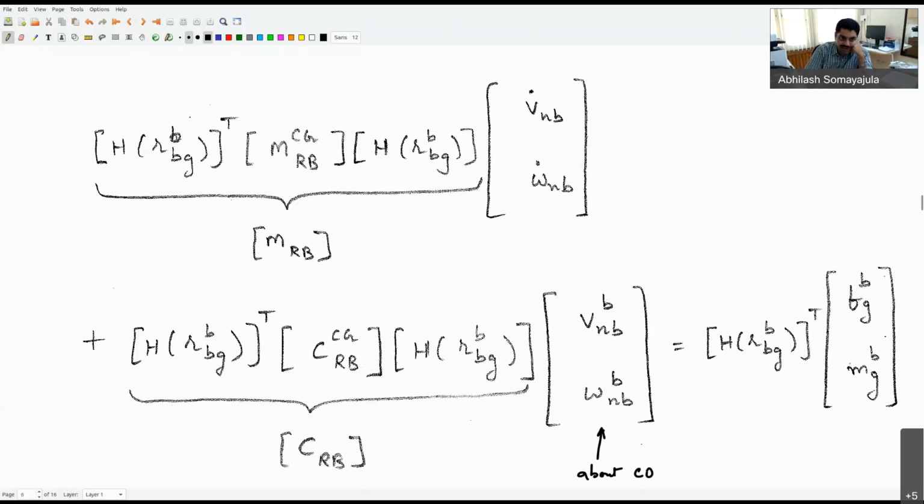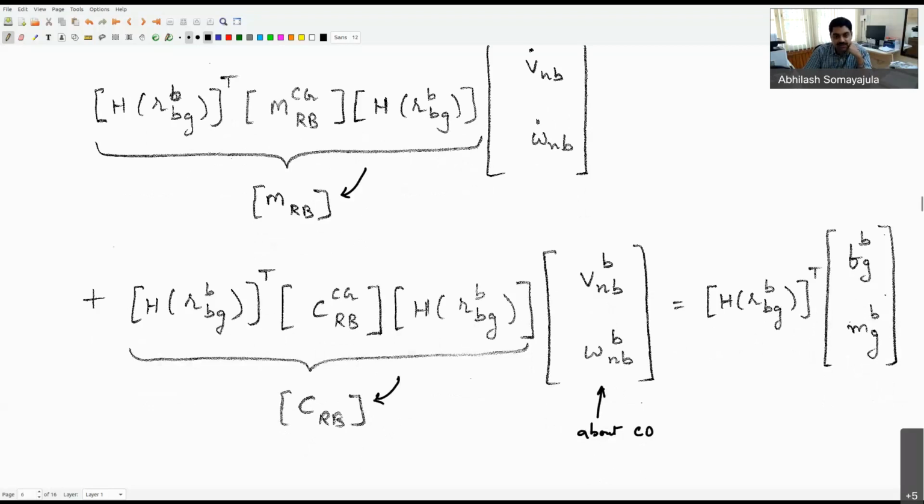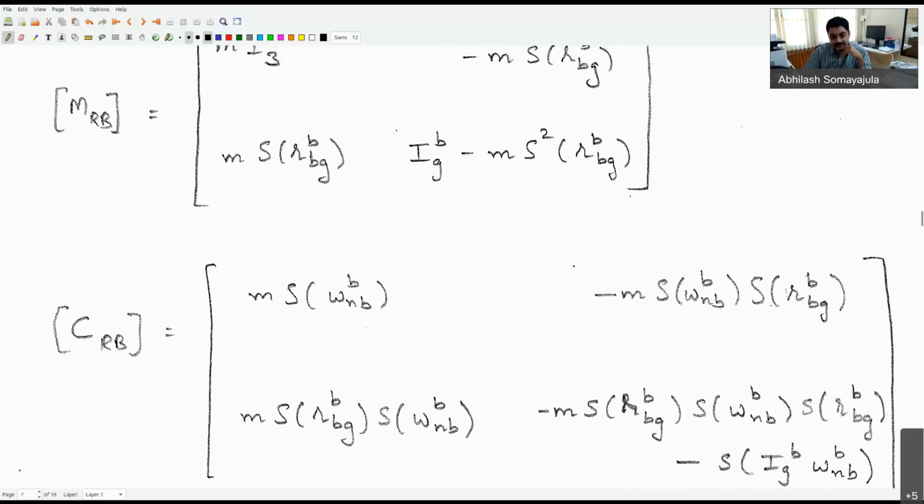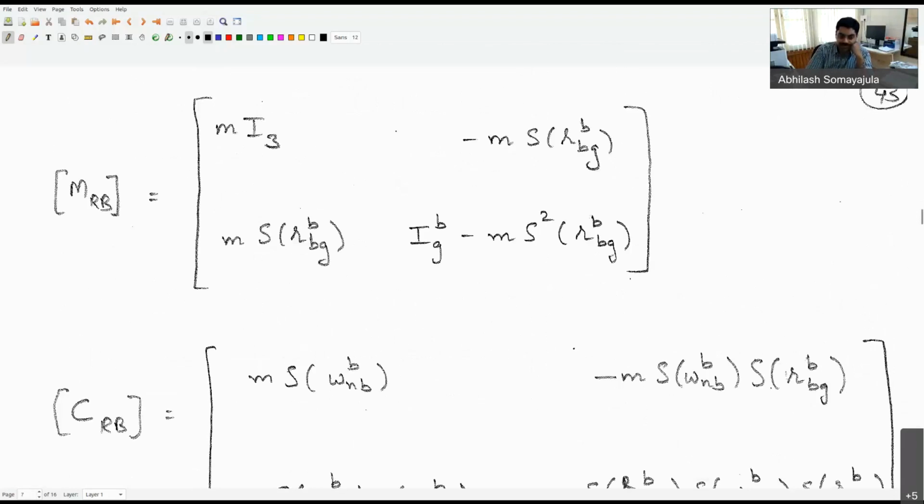Now, this product H transpose times M times H, I'm going to call it MRB. That is my new mass matrix where the coordinate frame is now fixed with respect to the body fixed frame. And this matrix is my new Coriolis and centripetal matrix. If I want to expand this out and see what that product actually looks like, this is what I'll see. The mass matrix is pretty straightforward.